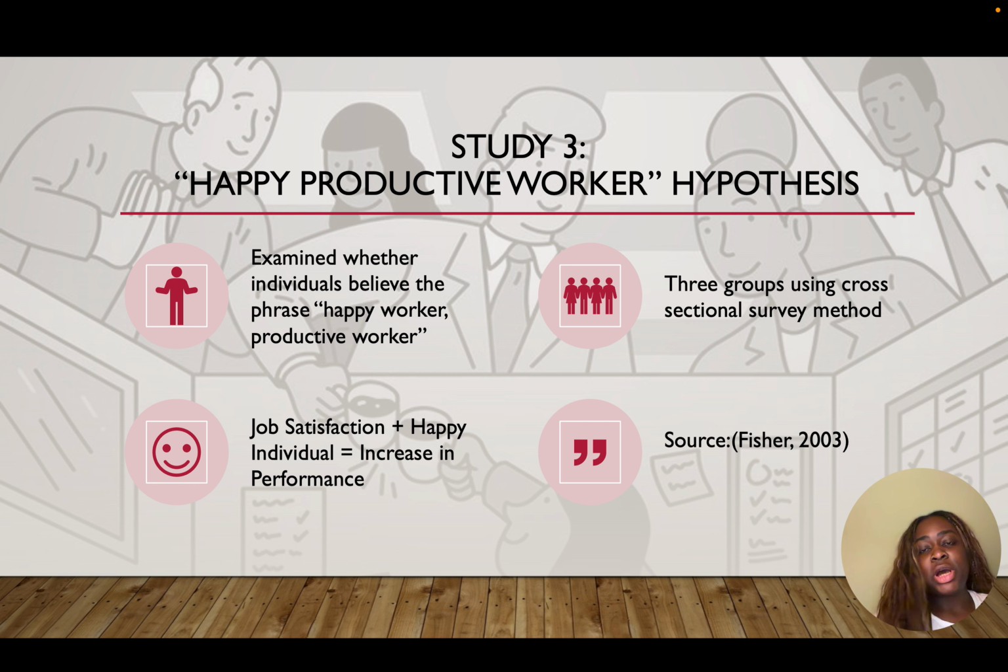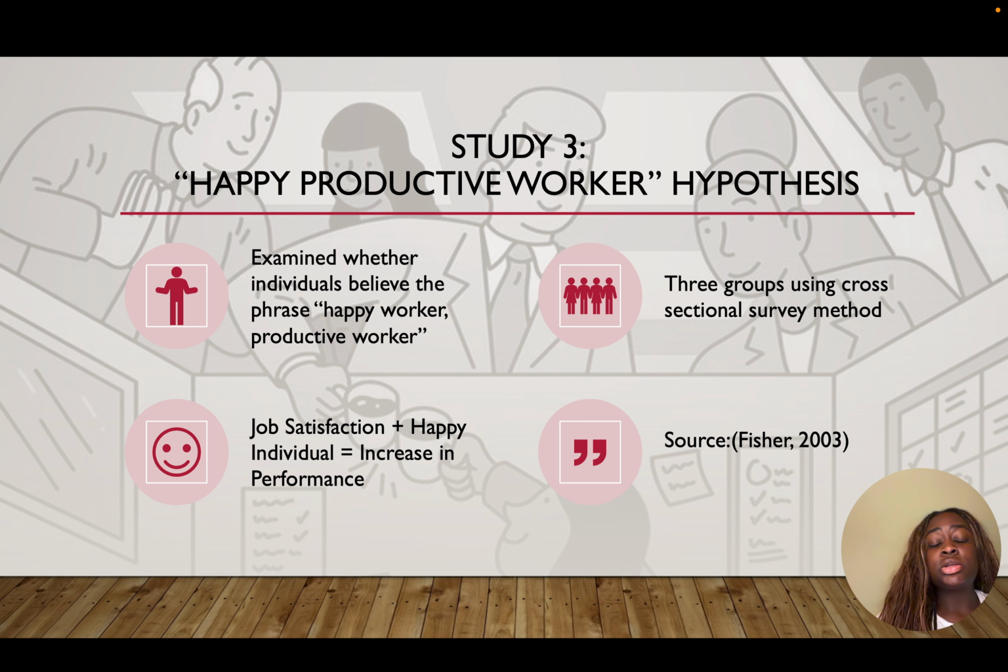Study 3 is based on the phrase "happy worker, productive worker." Fisher examined whether individuals believe the phrase. It suggests that employees who are happier or more satisfied with their jobs perform better than less satisfied individuals. In this study, there were 3 different groups: 176 supervisors and managers in a hotel chain, 106 first-year undergraduate students at an international university, and 156 engineering students from a public university in the U.S.